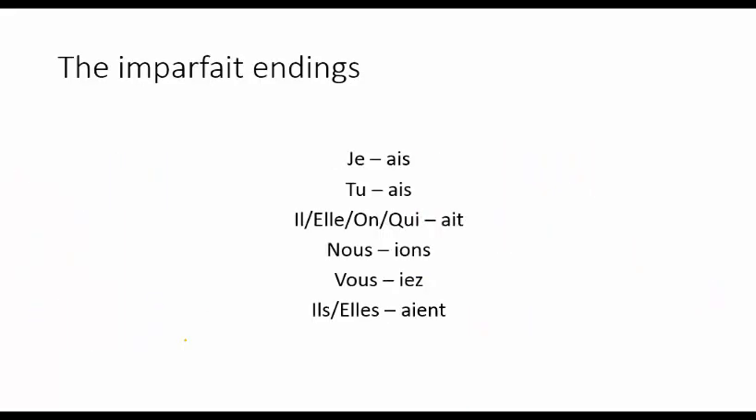For the endings, we have ais, ais, ait, ions, iez, aient. So there's a little cheer that Madame Clark came up with. AIS, AIS, AIT, IONS, IEZ, AIENT. I don't do it justice. She does it way better than I do. Okay, so you'll notice that with the je, tu, il, and ils, they all sound the same. They make the A sound, but they do not look the same. So you're just going to have to remember how to spell them.